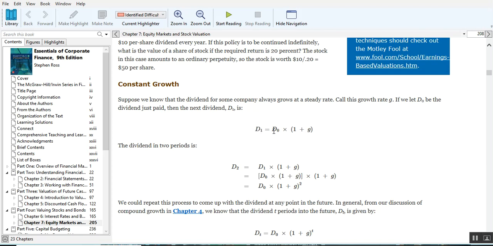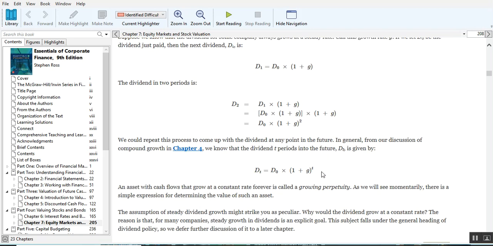The dividend in year 1 is going to be this year's dividend times 1 plus whatever the growth rate is. The dividend in year 2 will be the calculation of the dividend in year 1 here, multiplied by another year of growth. In other words, you can calculate the dividend in any given year by taking the dividend in the base year times 1 plus the growth rate raised to the power of however many periods you're going out. So if you're going 2 years out, you're going to take 1 plus the growth rate raised to the second power times the dividend. That's the model they show here.